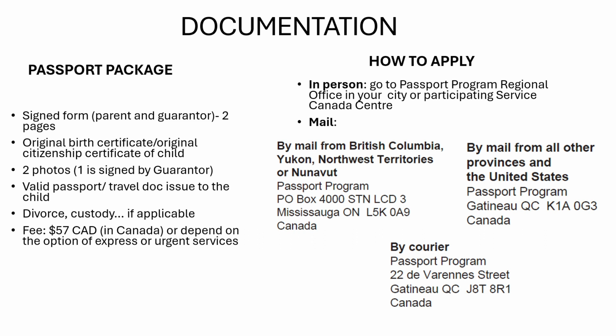And also you will need to send the original birth certificate and original citizenship certificate of the child, and 2 photos, one of which is signed by the guarantor, and the valid passport or travel document issued to the child, divorce and custody documents if applicable. And the fee is $57 in Canada, or it depends on the options of express or urgent services. It costs more if you use those services.